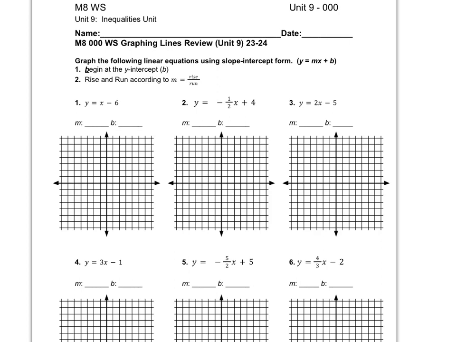So the first thing here we're going to do is review how to graph lines using two different methods. The first method is going to be using slope-intercept form, which is when y is isolated. And to do that, we start by graphing.